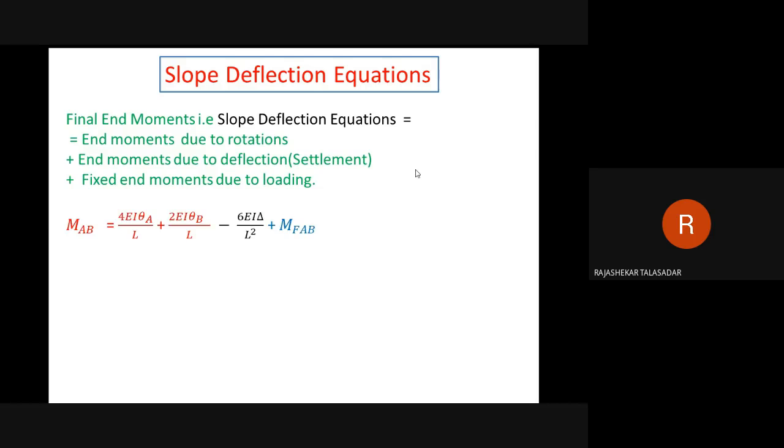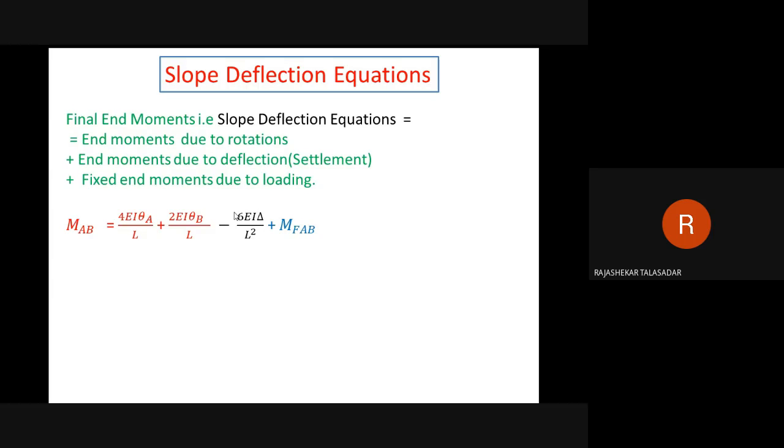Okay, so this MAB means the total end moment. These first two terms, that is 4EI by L into theta A plus 2EI by L into theta B, these two terms will be the end moments due to rotation. Now this 6EI delta by L square will be the fixed end moment due to deflection or settlement, and the MFAB means it is the fixed end moment due to the given loading.